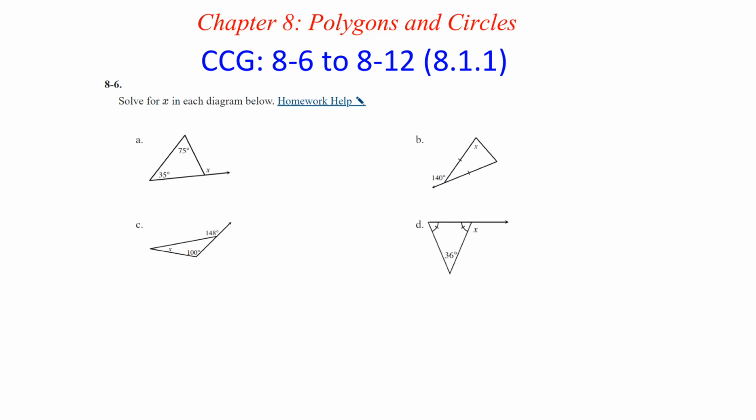Question 6. Solve for x in each diagram below. So on Part A, we're going to use the triangle angle sum theorem since we're missing the third angle of the triangle. So we know all three angles should add up to 180. So we can also just do 180 minus 75 minus 35 degrees. And that will give us 70 degrees for the third angle. So we'll mark that in there.